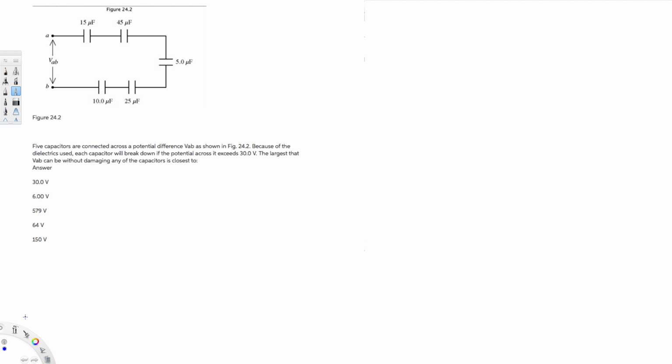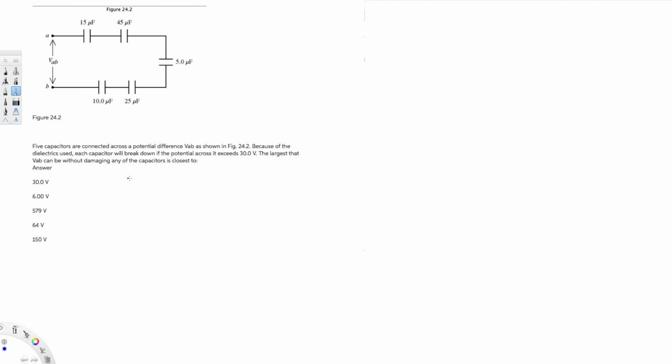Let's see how we can do this problem right here. The question is asking: 5 capacitors are connected across potential difference VAB as shown in the picture. Because of the dielectric used, each capacitor will break down if the potential across it exceeds 30 volts. The largest that VAB can be without damaging any of the capacitors is close to which value? So that's what the question is asking. Let's see how we can figure it out.